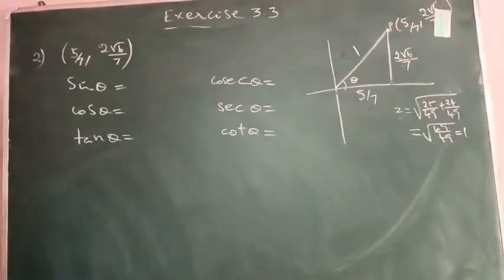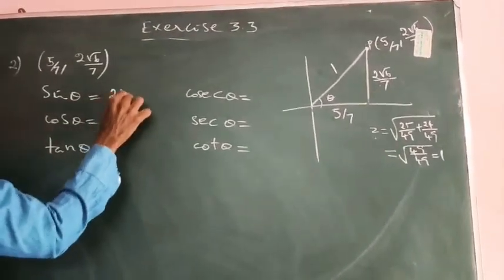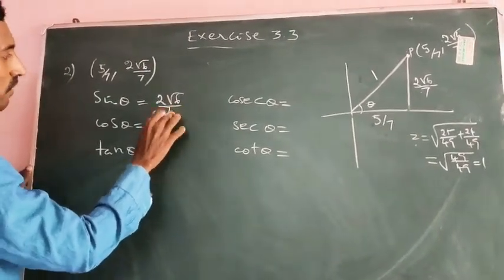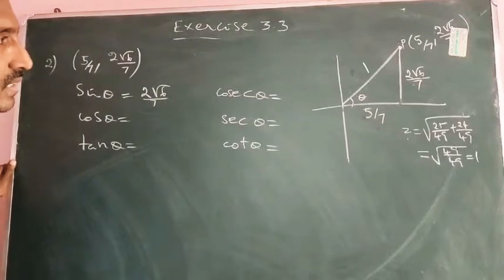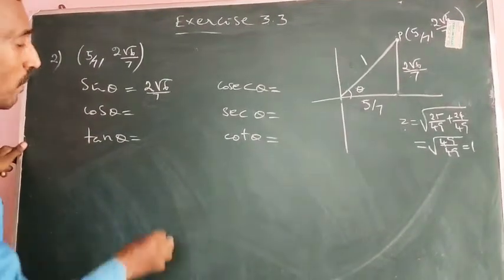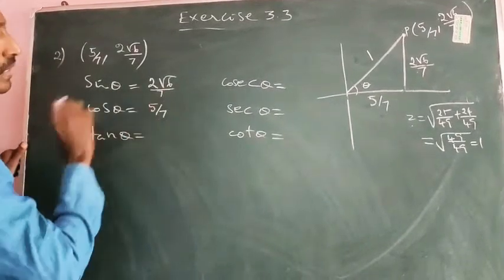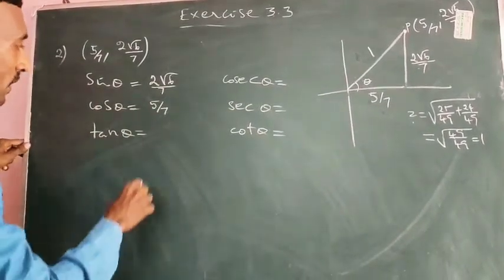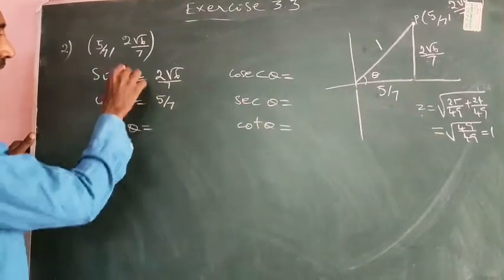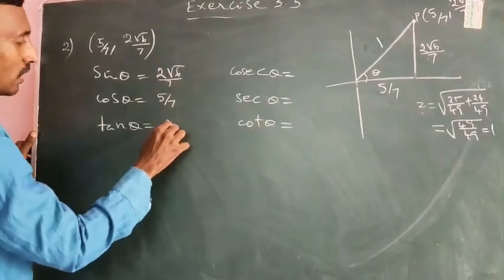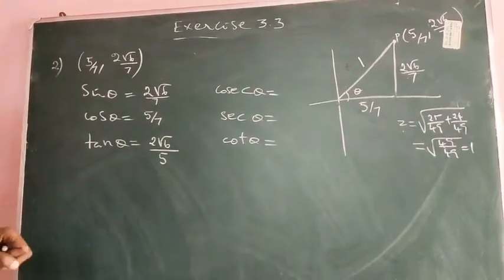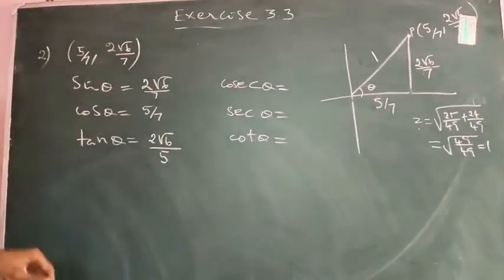So sin theta means opposite side by hypotenuse, so 2 root 6 by 7 divided by 1, that is 2 root 6 by 7. And cos theta means adjacent side by hypotenuse, so 5 by 7 by 1, that is 5 by 7. And tan theta is sin theta by cos theta, 7 cancels, so 2 root 6 by 5. We can write down the remaining 3 easily, just by taking the reciprocals.